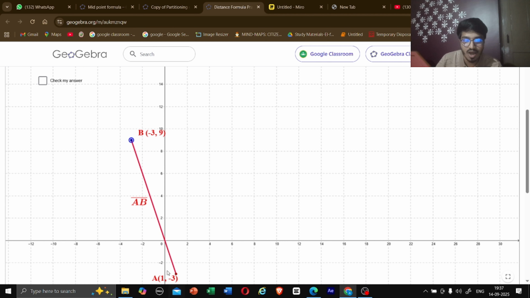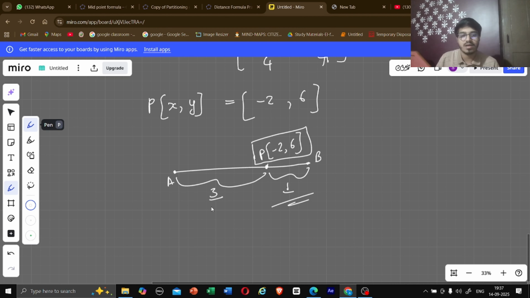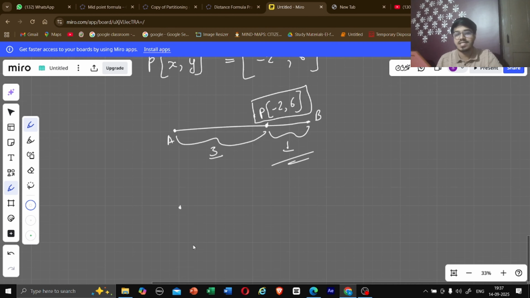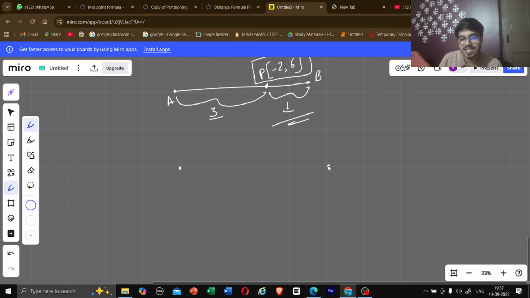Any doubts? See how beautifully we can see it in this graph. This is the 3/4 point. Okay. Now, A and B decided to meet exactly at the half point, exactly in the middle. Now, what's the formula to find the coordinates of this point P?